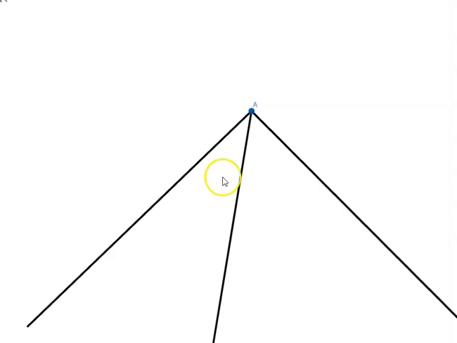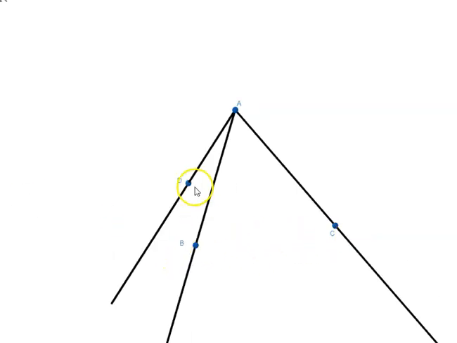angles. Okay, so first thing we'll do is we'll mark some random points on these lines. So let us say B, C, and D. Okay, let's join BC, BD, and CD. Now, once we have joined them, then we can remove these straight lines.